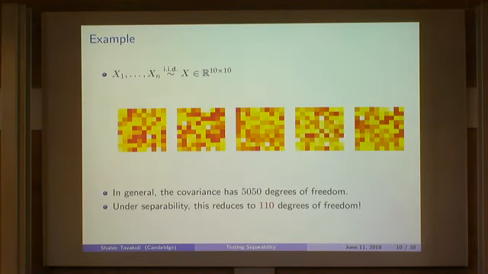Just to give you an illustration, imagine that the xi's are 10 by 10 matrices. Each of these images is a realization. If you're looking at the covariance of these images, typically it has 5,000 degrees of freedom. And now if you assume that the covariance is separable, this reduces to 110. So it really decreases dramatically the number of degrees of freedom.